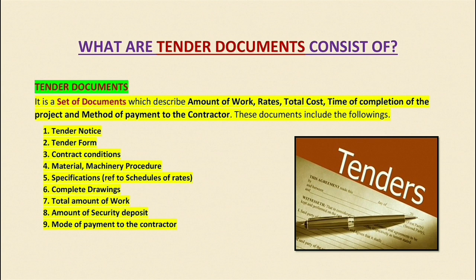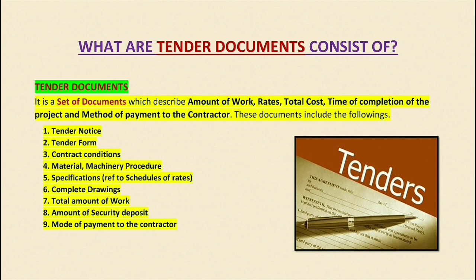Tender documents are basically a set of documents which describe the amount of work, rates, total cost, time of completion of the project, and methods of payment to the contractor. These documents include the following. So what documents are basically included in the tender documents? One, the tender notice.